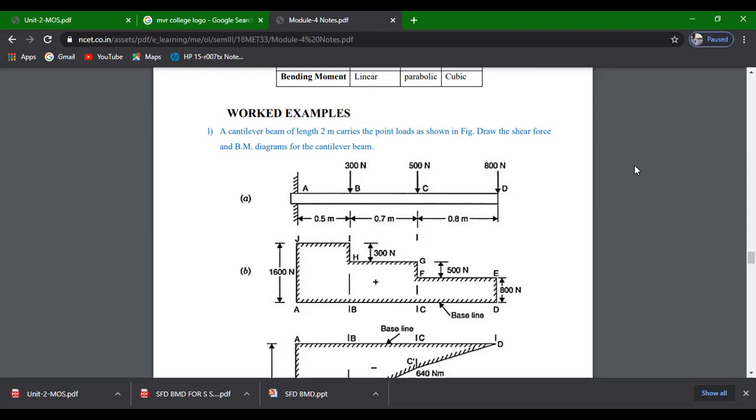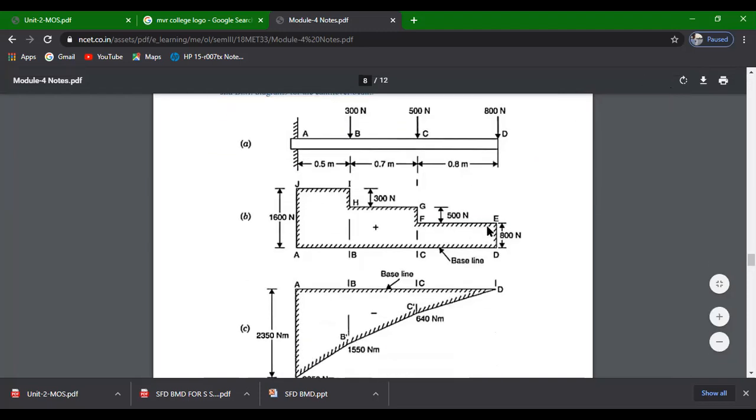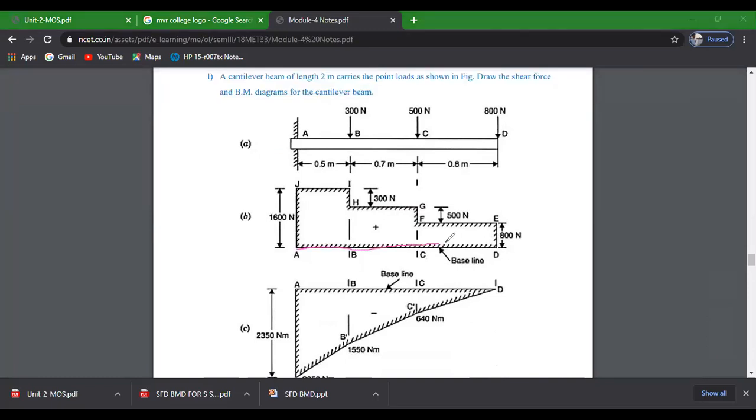Here also the sign convention is that all downward forces will be positive. That is the reason the entire SFD diagram will be positive here. This is the baseline. We need to draw a baseline here, and from here we are going to start constructing the SFD.